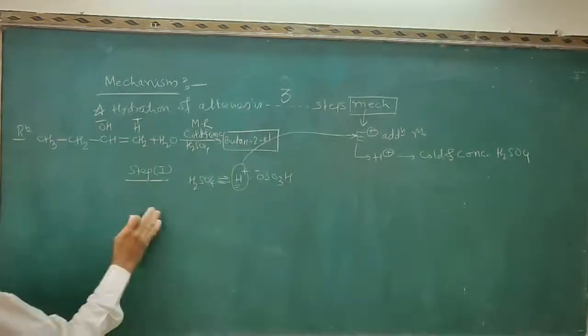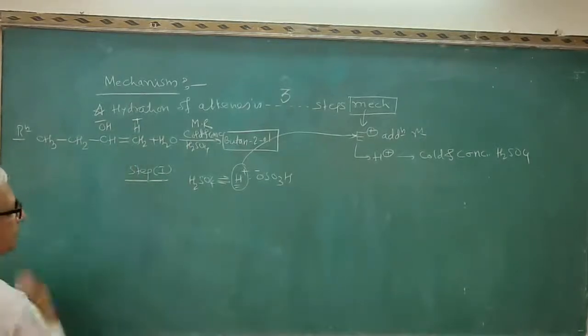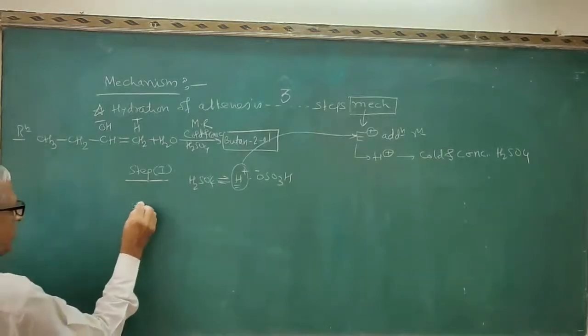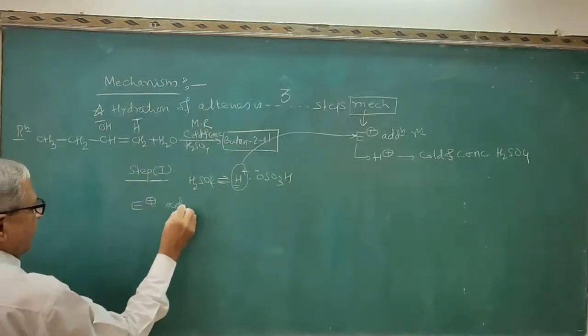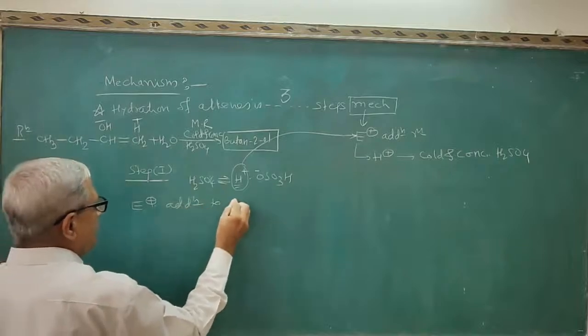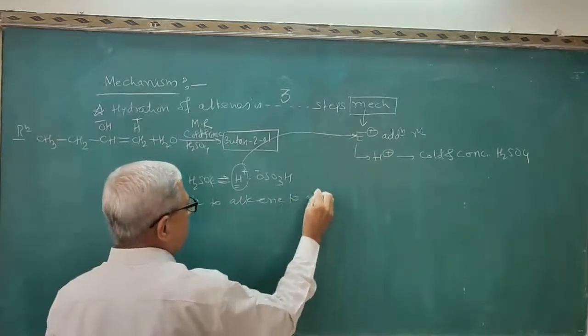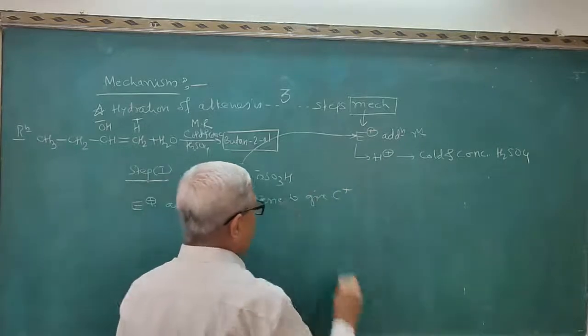Now see, your alkene is this one. Step first is electrophilic addition to alkene to give carbocation.